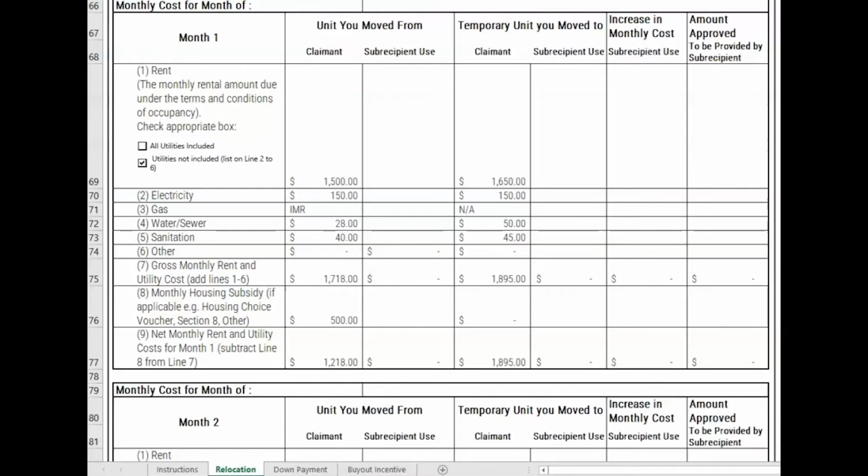Then in row 8, applicants should input any housing subsidies received. In line 9, the form will automatically subtract line 8 from line 7 for the total costs for the month. Applicants should complete the tables for each month reimbursement is being requested, and the total for all months will auto-calculate in the net total rent and utility costs row. The subrecipient use columns will be completed by the subrecipient in the subrecipient review phase after reviewing the completed form and documentation.